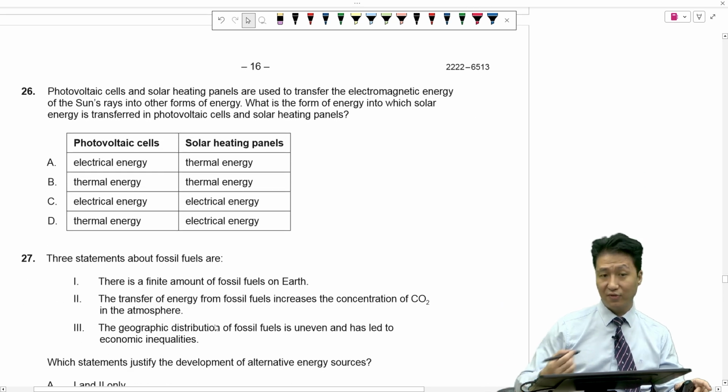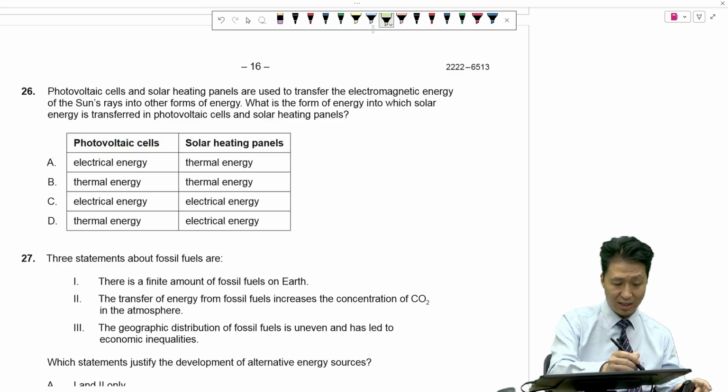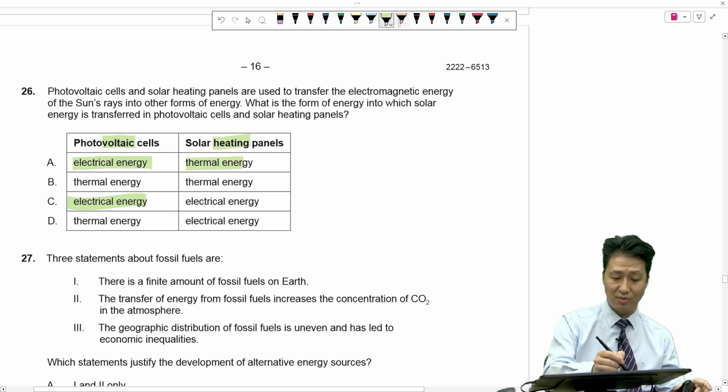26. Photovoltaic cells and solar heating panels are used to transfer electromagnetic energy of the sun's rays into other forms of energy. What is the form of energy in which solar energy is transferred in photovoltaic and solar heating panels? You have two options: photovoltaic, electric, or thermal, and two options for solar heating, thermal and electric. And the answer is, of course, in the name. Voltage has to be related to electricity. Heating has to be related to thermal. The answer, of course, is A.